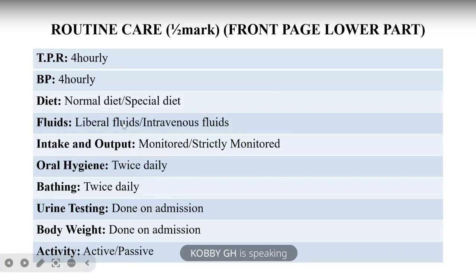Now, the fluids, we write either liberal fluids or intravenous fluids. When do we write liberal fluids? Who has an idea? When patients can tolerate maybe juice or water. So patients can tolerate drinks, juice, water. There are no restrictions. That is through the mouth. And even if patients take fluid through NG tube, it's still liberal fluids. If the patient is on NG tube and the physician still allows water to be served through the NG tube, it's still liberal fluids.